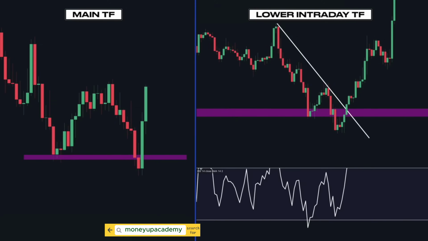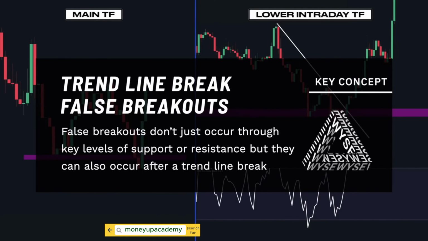Now, false breakouts don't just occur through key levels of support or resistance, but they can also occur after a trendline break.